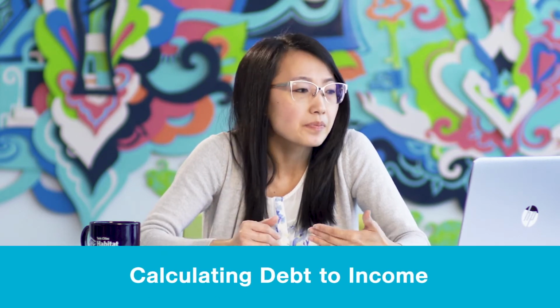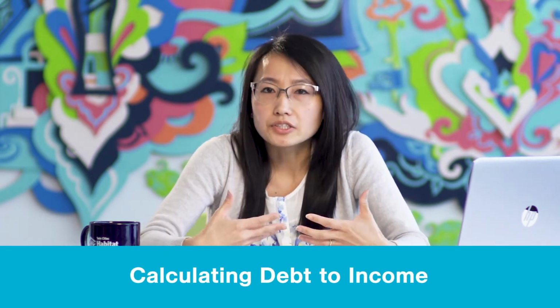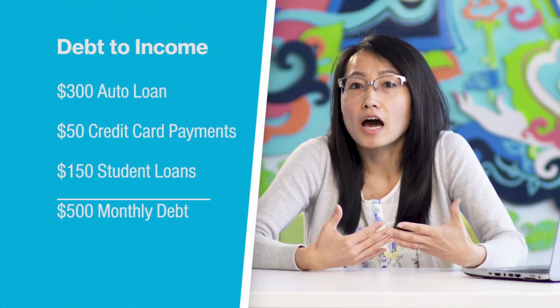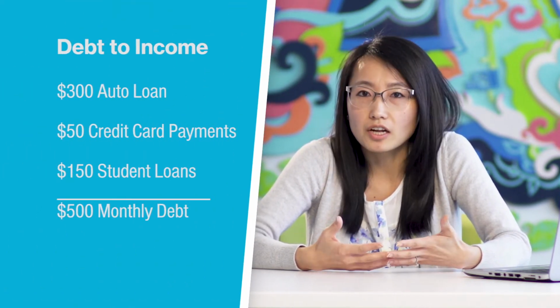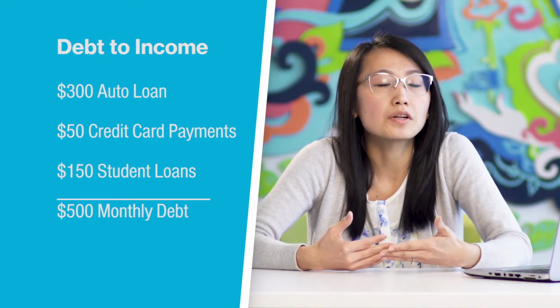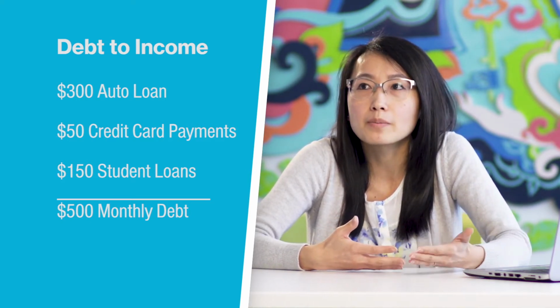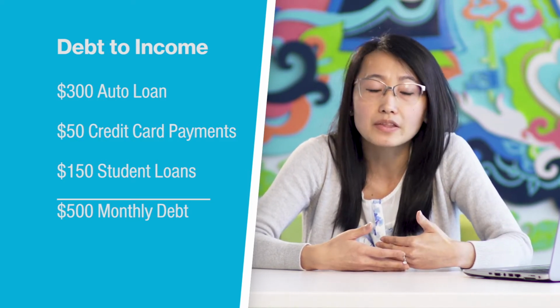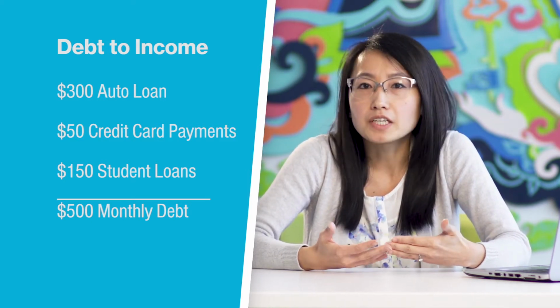I want to walk you through an example of calculating debt-to-income, so that you can understand it a little bit better. Let's say that I have an auto loan that's about $300 a month. I also have 2 credit cards with $25 minimum payments that I need to make every month. So that's a total of about $50.